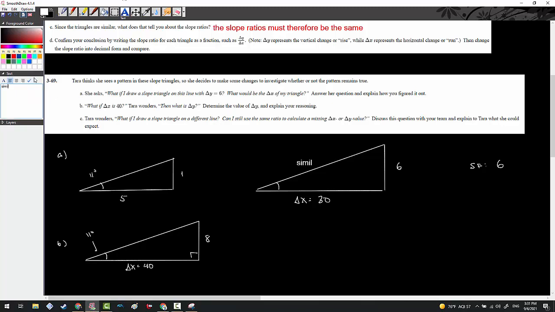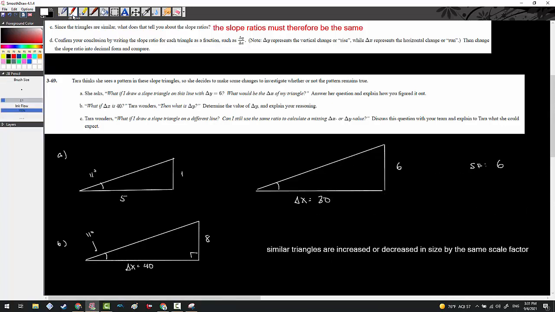Similar triangles are increased or decreased in size by the same scale factor. And that is how we were able to figure out these sides quickly. So in this case, the scale factor was 8.